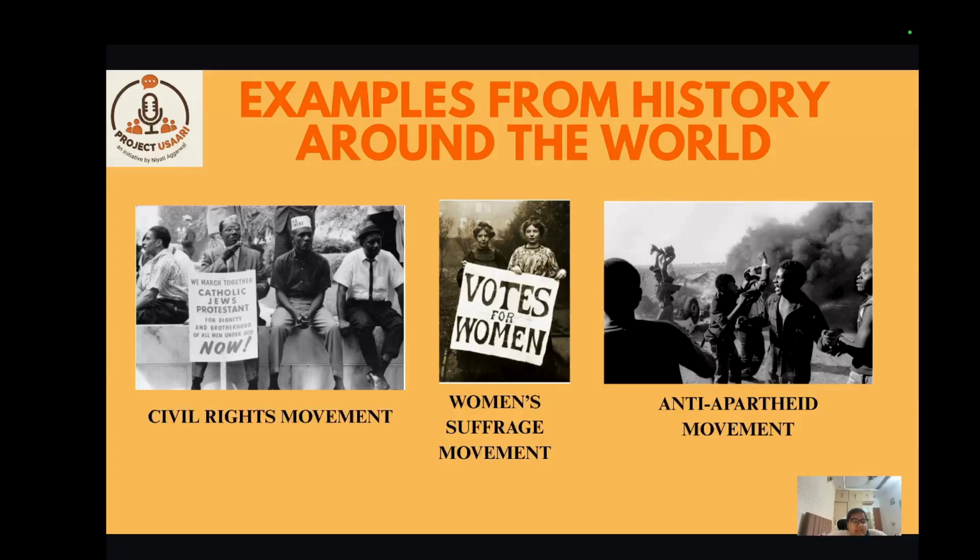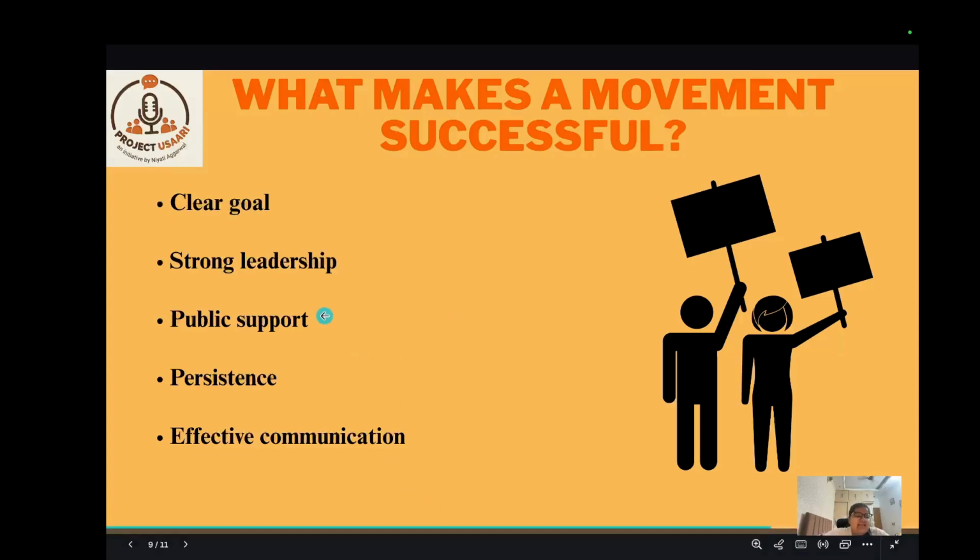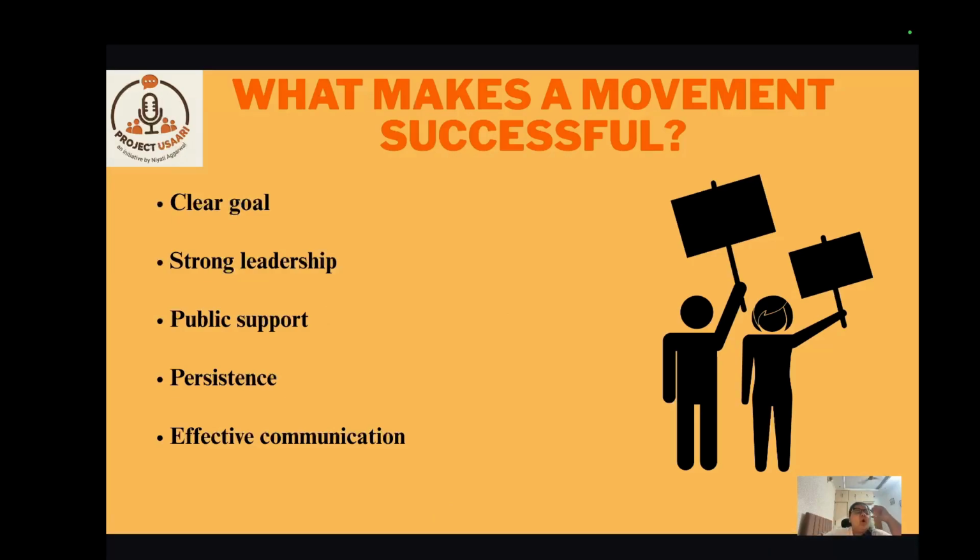Nelson Mandela is a figure that you must read about because he played a huge role in eradicating apartheid in South Africa, and he's a very inspirational figure as well, so I highly recommend you read that. Now, what makes a movement successful? Again, very easy slide, very based on common sense.